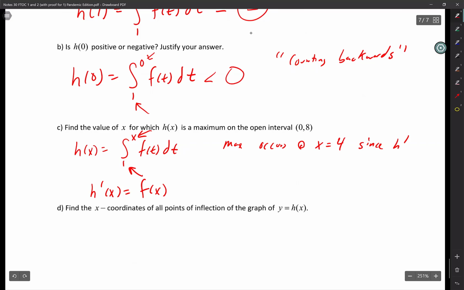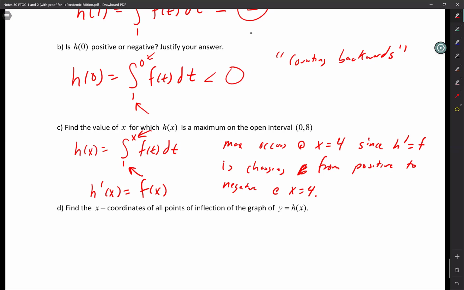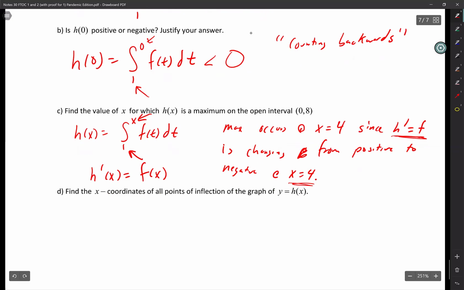since h prime, which equals f, is changing from positive to negative at x equals 4. And I know it sounds silly saying it again, but say it again. Max occurs at x equals 4 since h prime, which equals f, is changing from positive to negative at x equals 4. Done. Letter D.